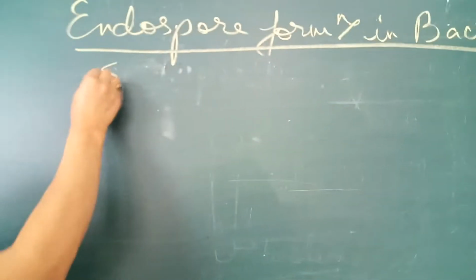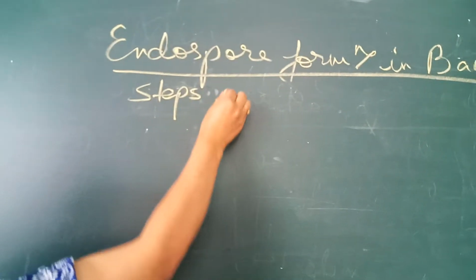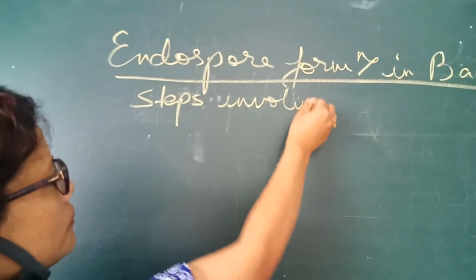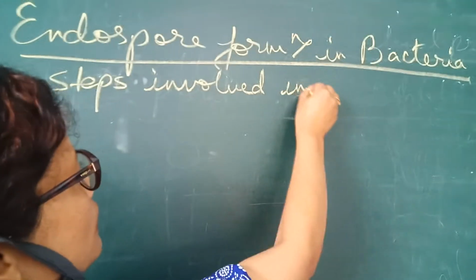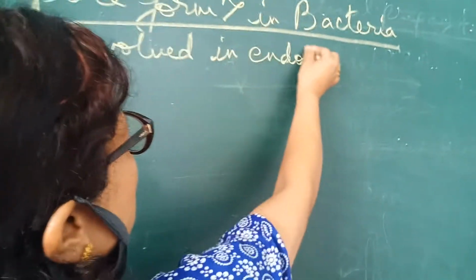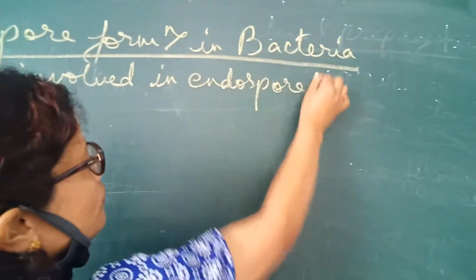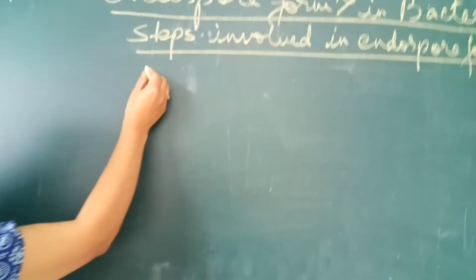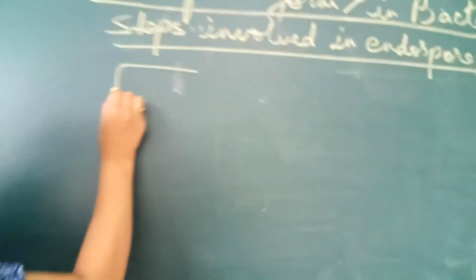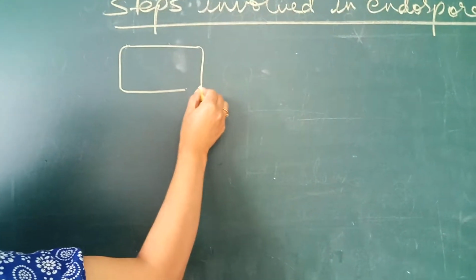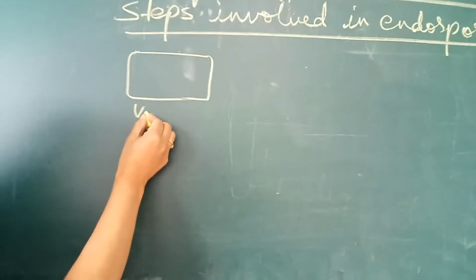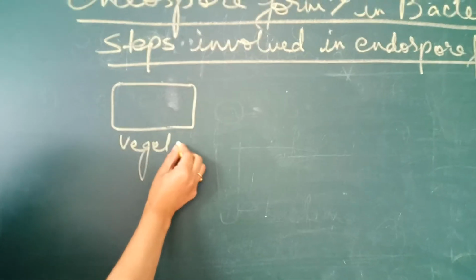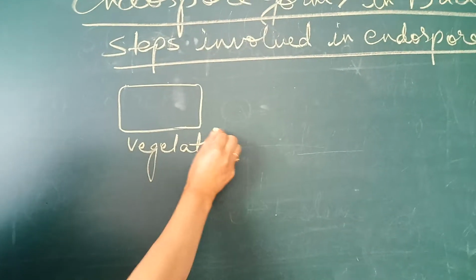Well, let us look at the steps involved in endospore formation. What are the steps involved in the formation of endospore? The first step is this. This is a bacterial cell. What do you call this bacterial cell? You call it a vegetative cell.